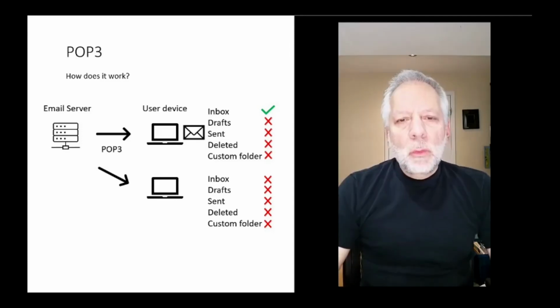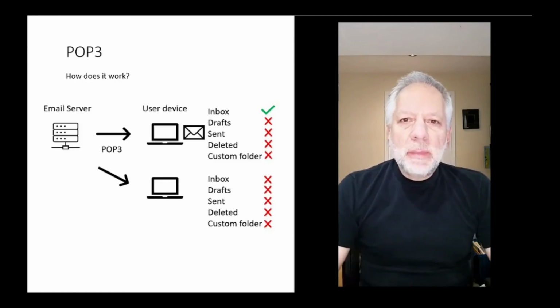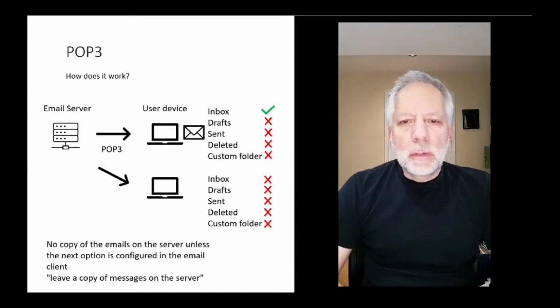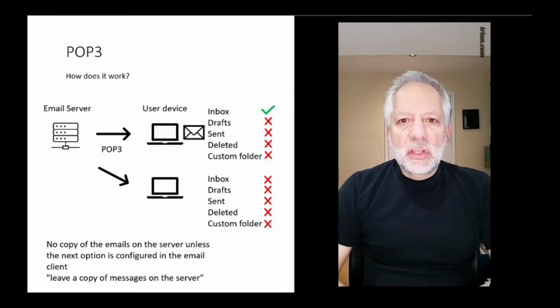If you select this option, you will be able to have a copy of your emails in all your devices. When using POP3, your sent emails will be stored only on the device where you are sending the emails from. No copy of the sent emails will be stored on the server. Also, if you move emails to a custom folder, those emails will exist only on the device where you create the folder. The emails on the server won't sync with your device. In other words, there is no synchronization when using POP3.